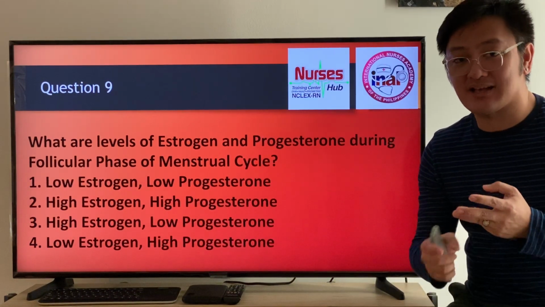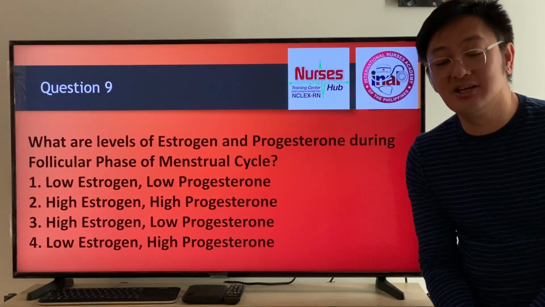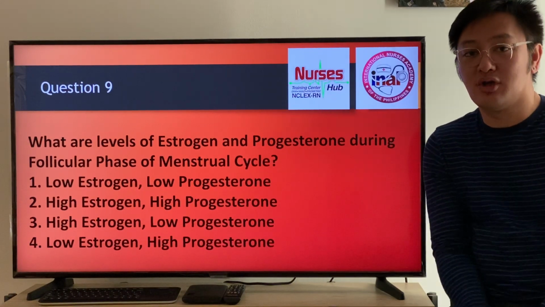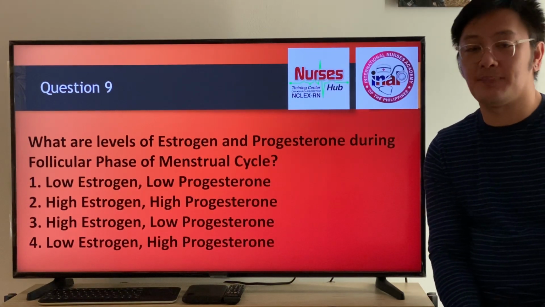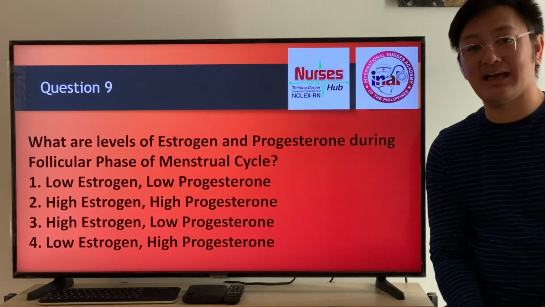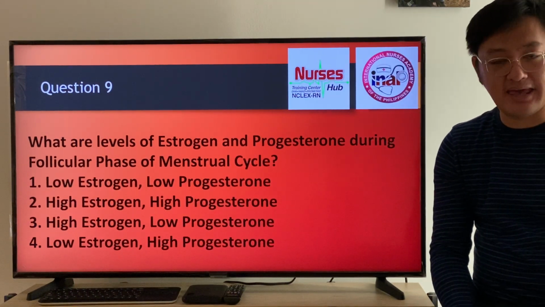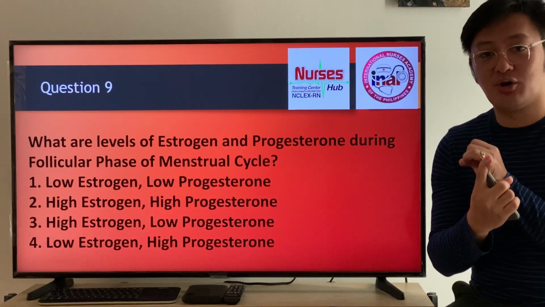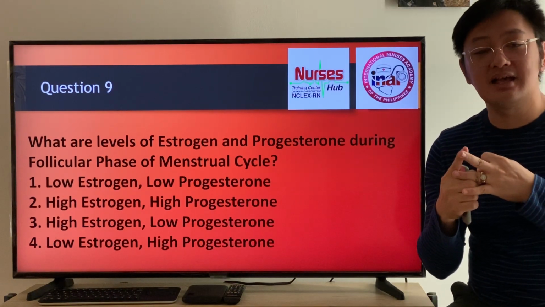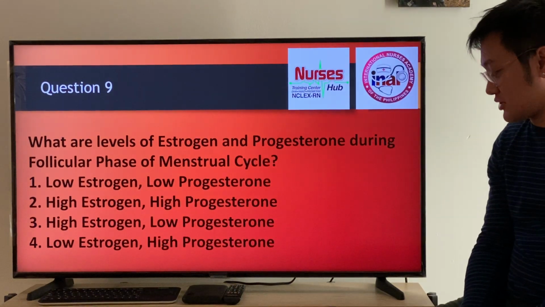The third and last phase is your luteal phase. Another name for the luteal phase is the progesteronic phase. So you know that in this phase, the hormone that rises is your progesterone. What are the levels of estrogen and progesterone during the luteal phase? You will have increased estrogen and increased progesterone. Remember, it's a cycle. So again, menstrual phase, low estrogen, low progesterone. Follicular phase, high estrogen, low progesterone. Luteal phase, high estrogen, high progesterone. That is question number 9. The correct answer there is number 3.